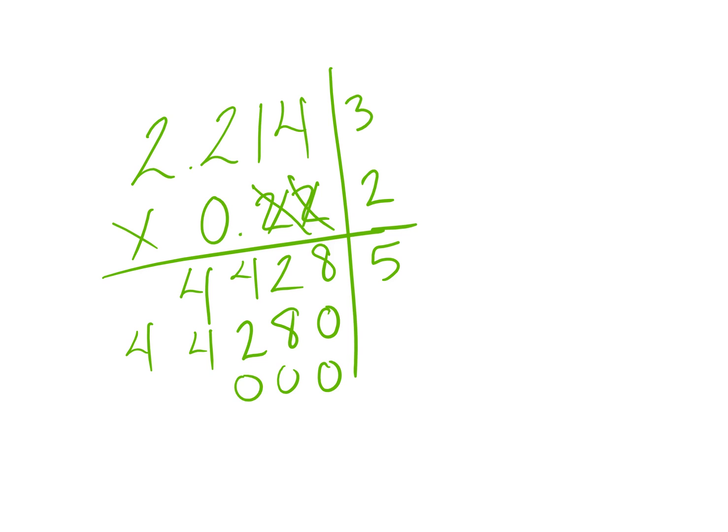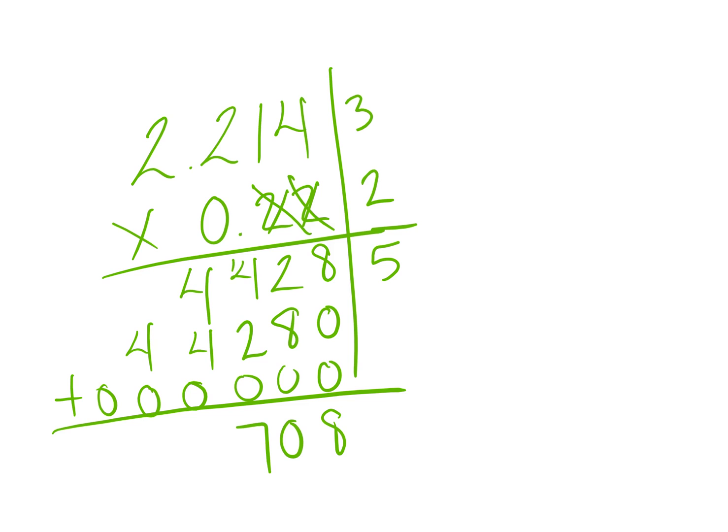0 times 4 is 0. 0 times 1 is 0. 0 times 2 is 0. And 0 times 2 is 0. Now, we need to add up our numbers. 8 plus 0 is 8. 2 plus 8 is 10. We carry our 1. 1 plus 4 is 5. Plus 2 is 7. 4 plus 4 is 8. 4 plus nothing is 4. And then 0 plus nothing is 0.